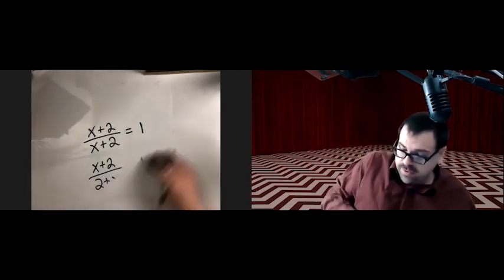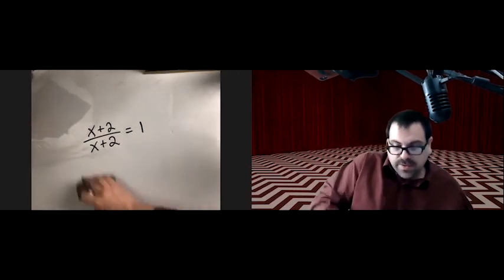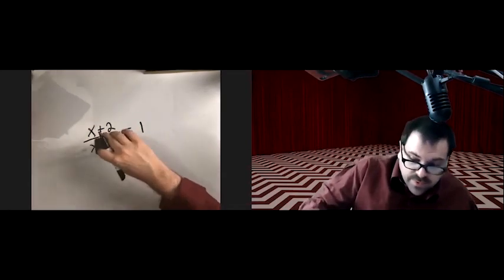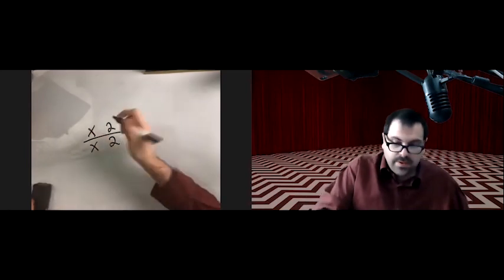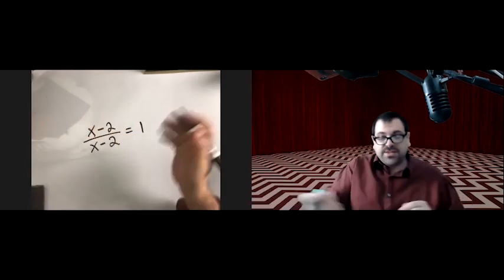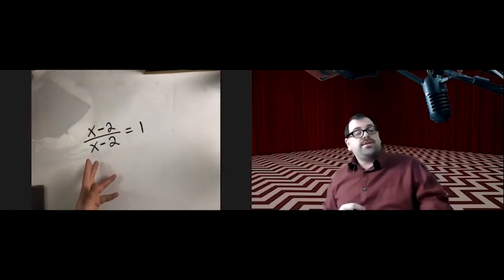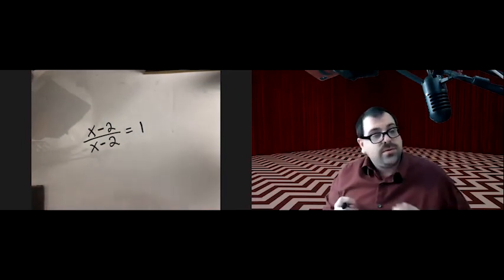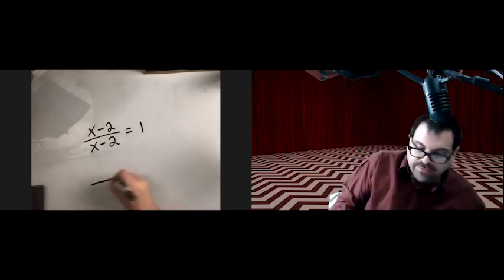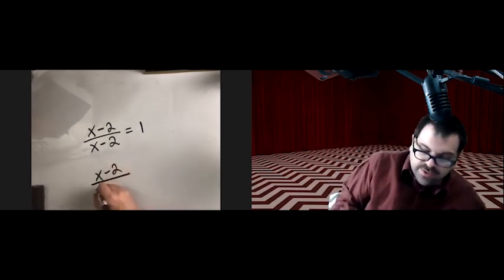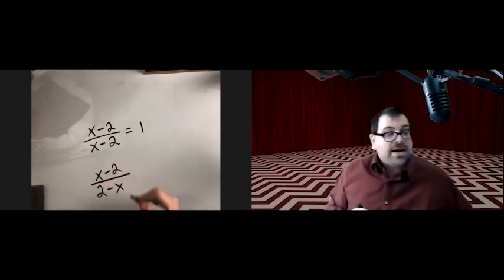Now, that doesn't hold up with subtraction. Anything over itself is still 1. x minus 2 over x minus 2 would be 1. But it's a completely different story if we have x minus 2 over 2 minus x.